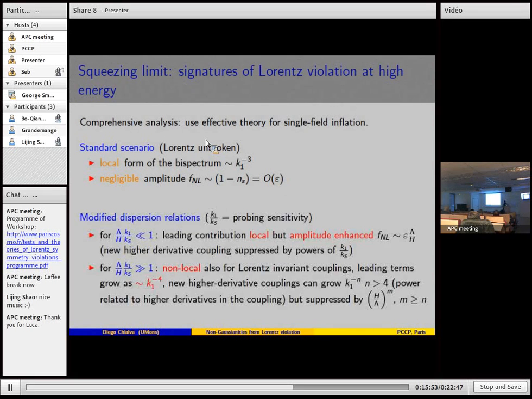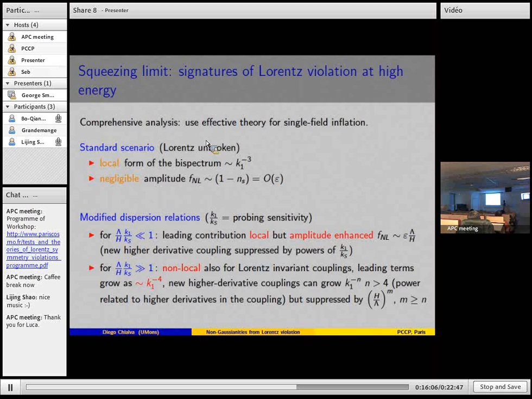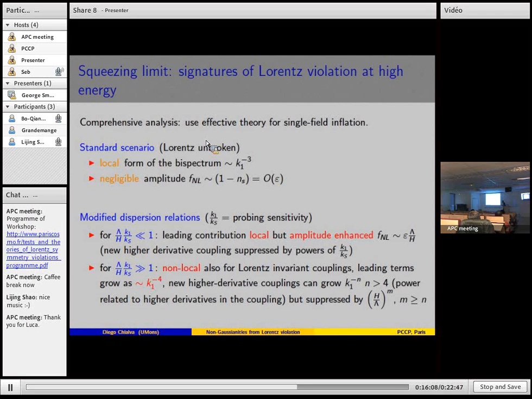What happens instead in the modified dispersion relations? My K1 over Ks is basically the sensitivity with which I'm probing the large scale scenario. The inverse of this one will be the large scale that my experiment is probing, and this one will be the smallest scale that my experiment is probing. So this one is, let's say, the sensitivity of my experiment.